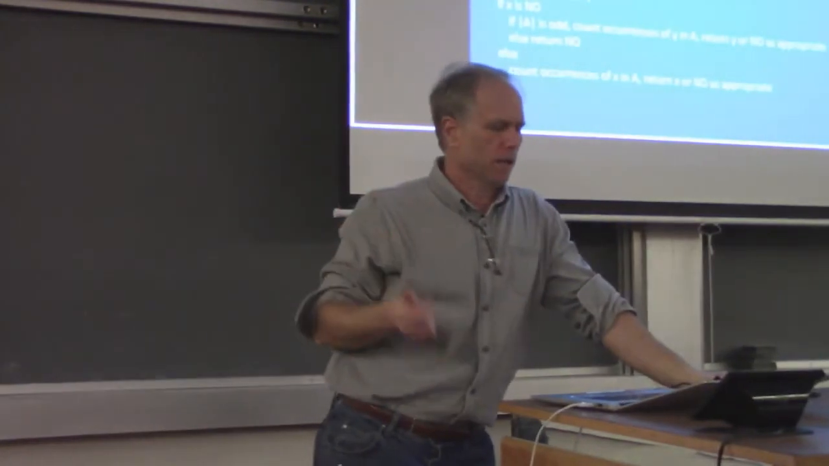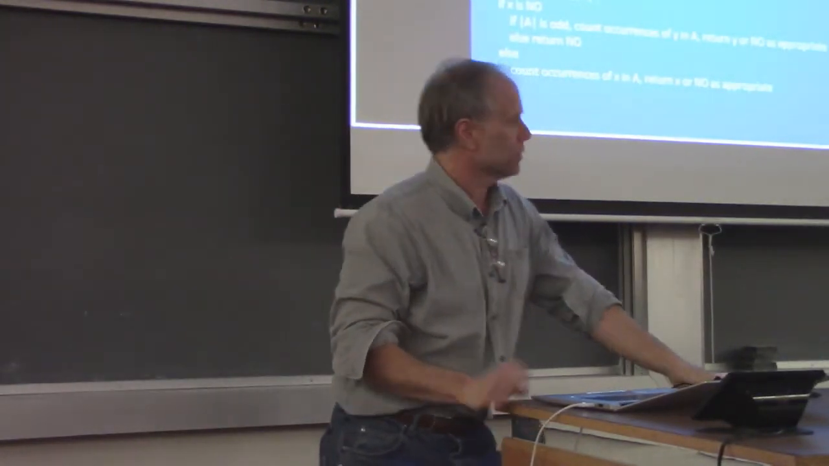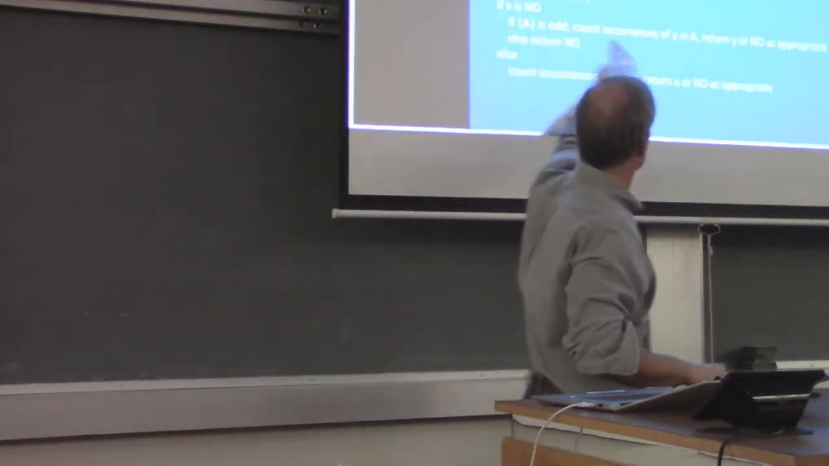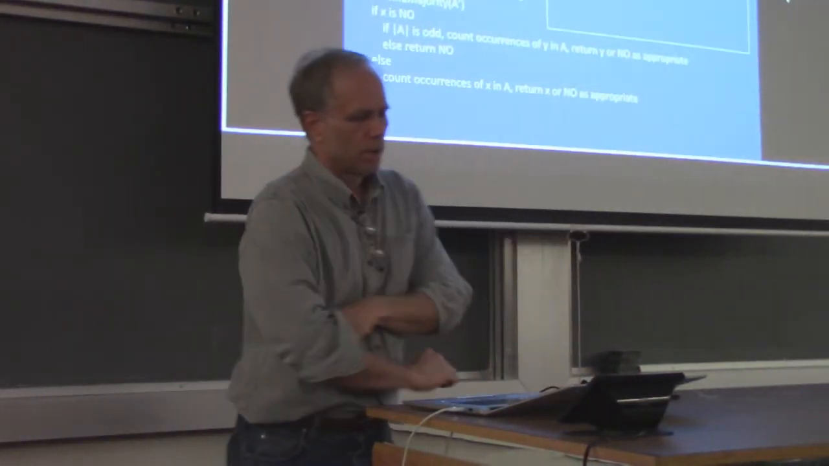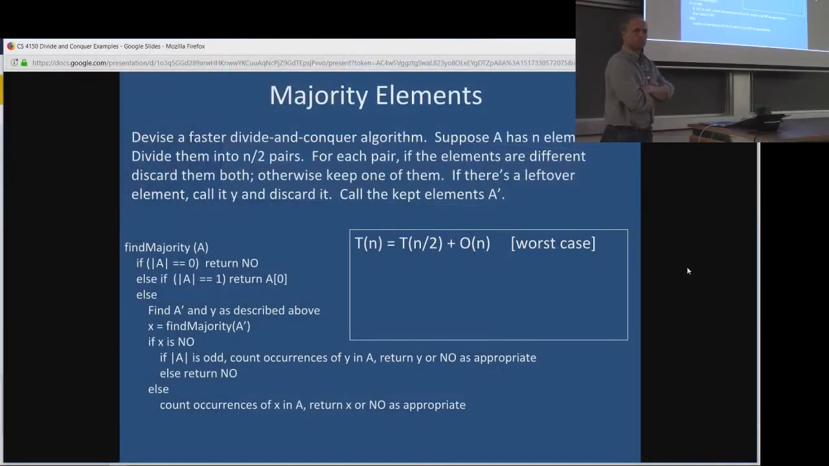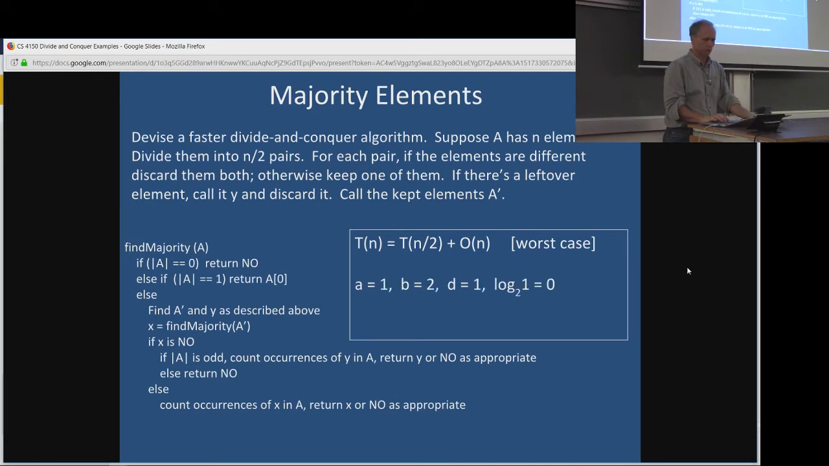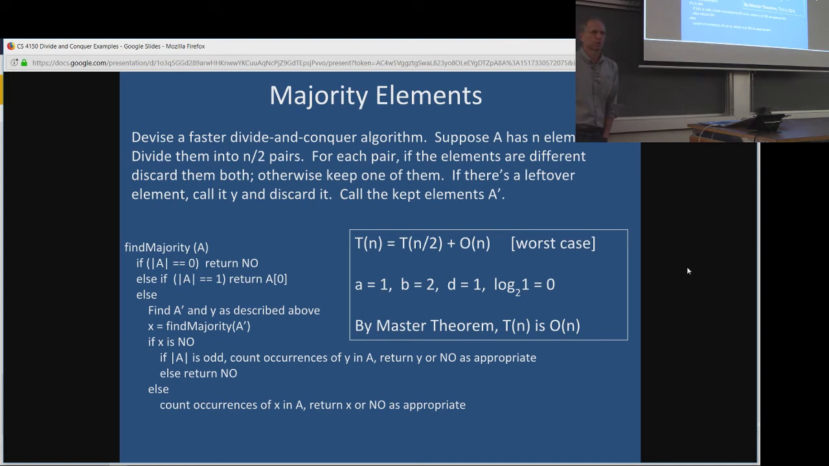And then the overhead is essentially the same as before. We've got to make a sweep through the list to count. So it's linear. One recursive call, each half as big, plus a linear amount of work, and we get that it's O of n using the master theorem. So it's a linear algorithm.